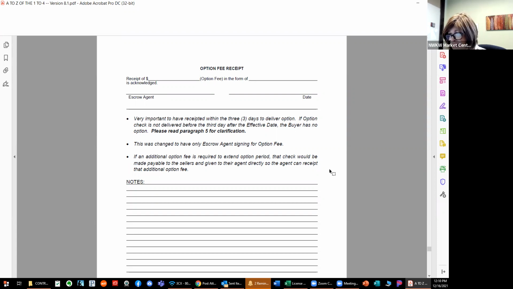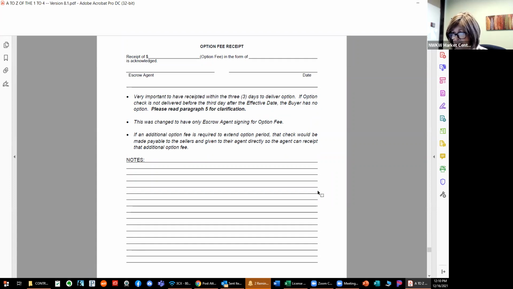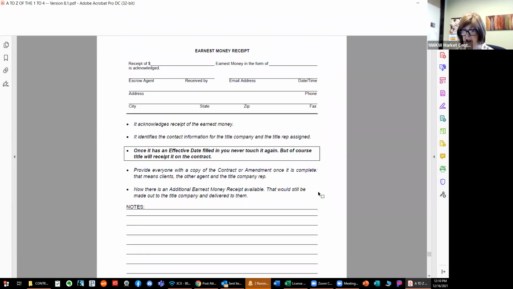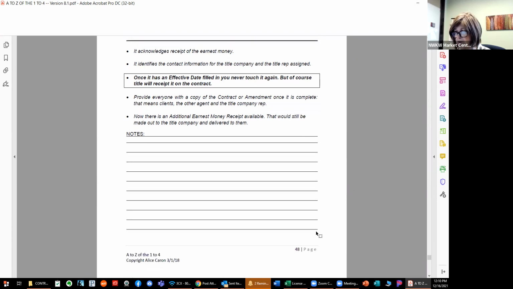So I know this is a lot to remember, guys, and I know that you feel like you're taking a sip of water out of a fire hose. I get it. I truly do. But I just want you to have everything down here that can help you feel confident about this. Now, they have the place for the earnest money receipt, and you can read this as easily as I can. It's pretty simple. Just read that.